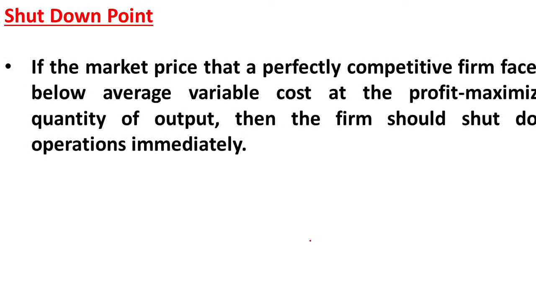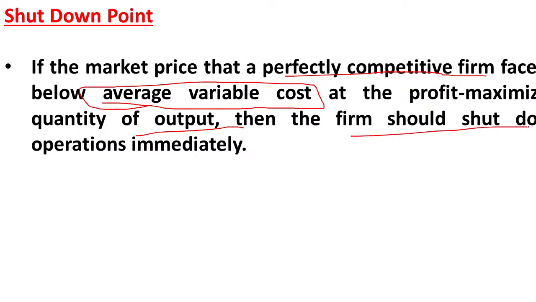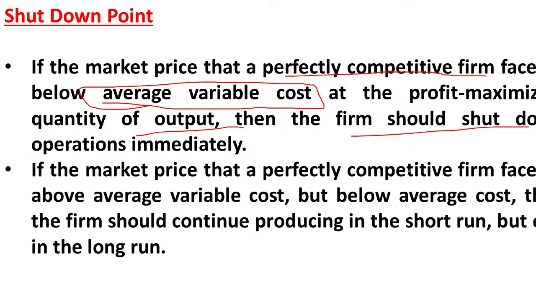Next let us study the shutdown point. It is a very small topic, but sometimes we may get questions here. Shutdown point means if the market price that a perfectly competitive firm faces is below average variable cost at the profit maximizing quantity of output, then the firm should shut down operations immediately. If the firm is not able to cover variable cost also, then the firm will close the business. That point is known as the shutdown point.